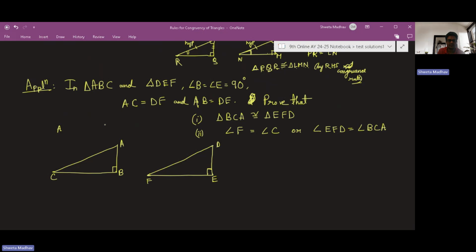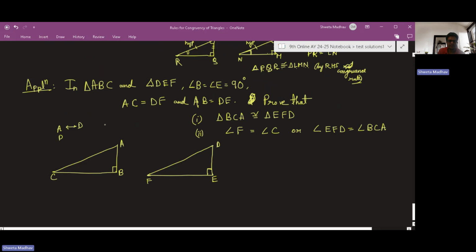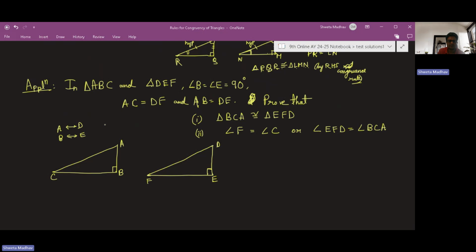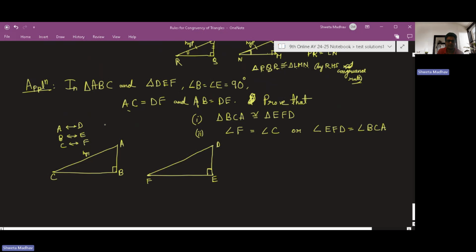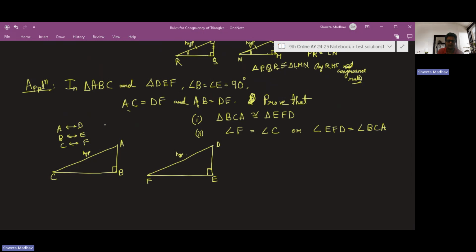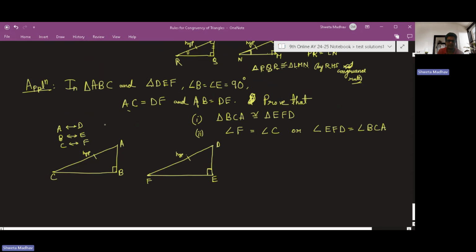So in the two triangles we can see that the vertex A corresponds to D and B corresponds to E and C corresponds to F, obviously. So AC is the side which is opposite to the right angle. So AC is obviously the hypotenuse here. And DF is the side which is opposite to angle E. So DF is also the hypotenuse here. So I can say that it is given that AC is equal to DF, and AB is equal to DE also.